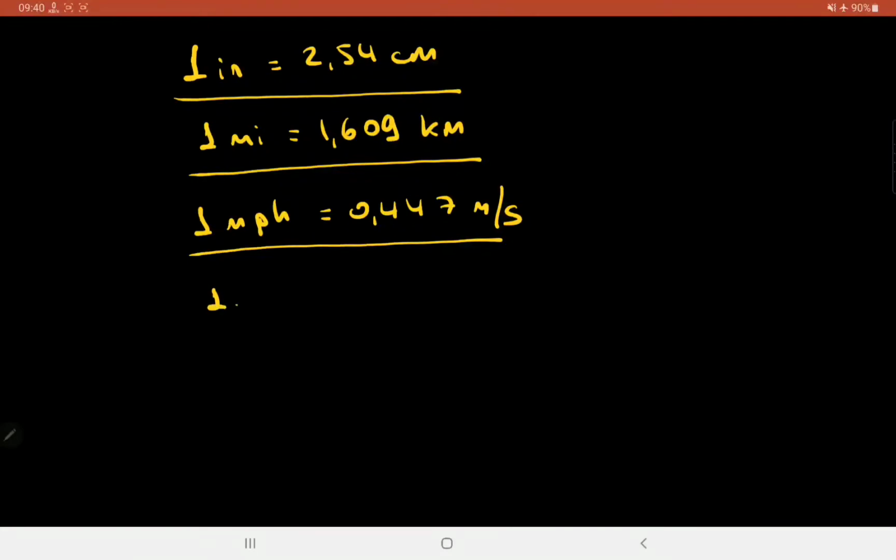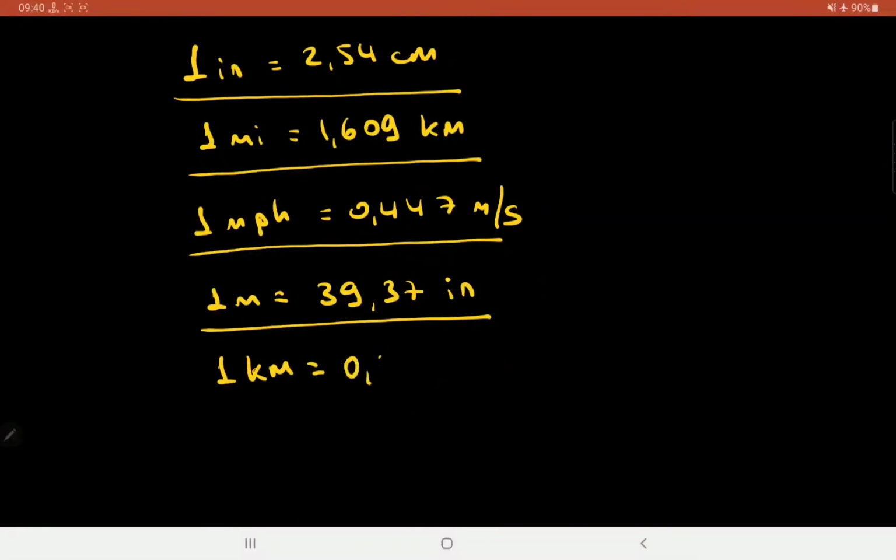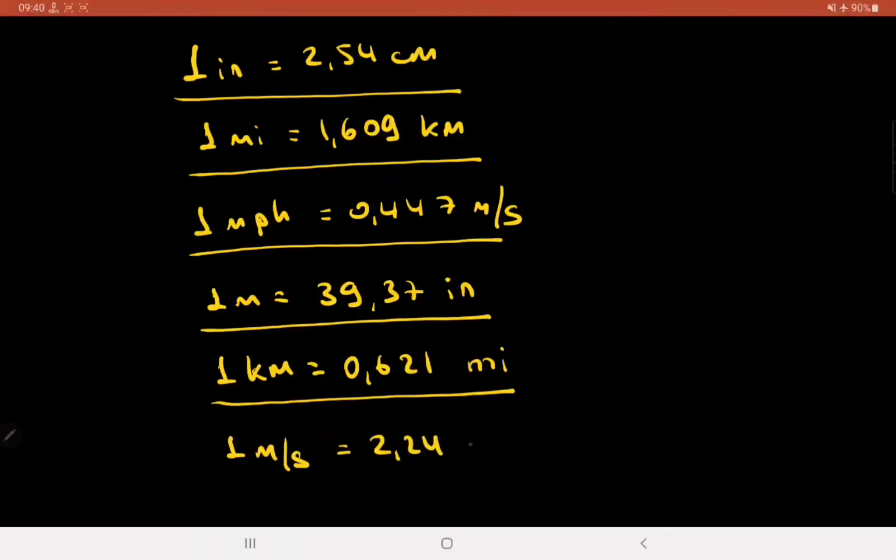1 meter equals approximately 39.37 inches. 1 kilometer, so this is vice versa, yes, 1 kilometer equals 0.621 miles. And the last one, 1 meter per second equals 2.24 mile per hour. These are some units that might be useful during our courses.